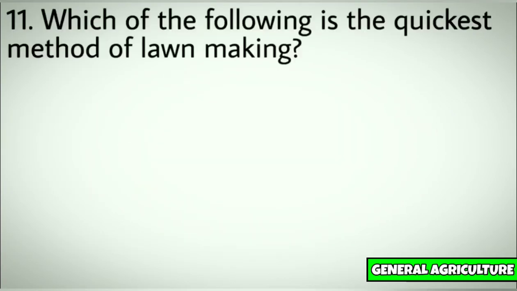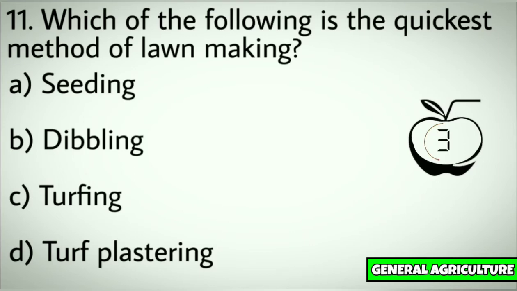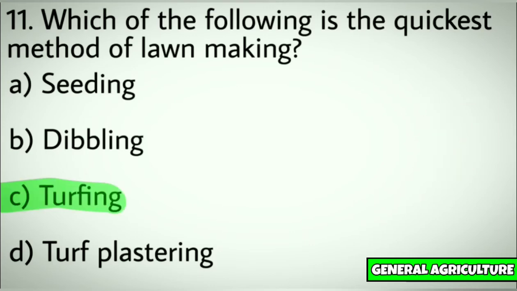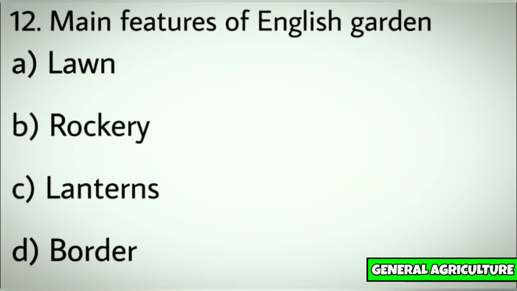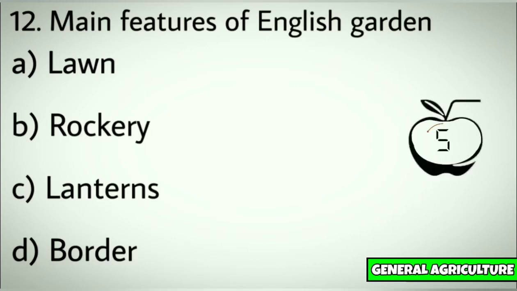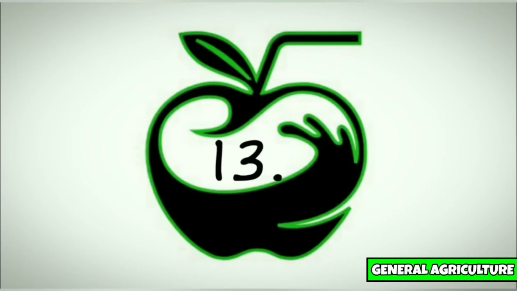Question number 11. Which of the following is the quickest method of lawn making? Options: A. Seeding, B. Dibbling, C. Turfing, D. Turf plastering. Correct answer: D. Turfing. Question number 12. Main features of English garden. Options: A. Lawn, B. Rockery, C. Lanterns, D. Border. Correct answer: A. Lawn.